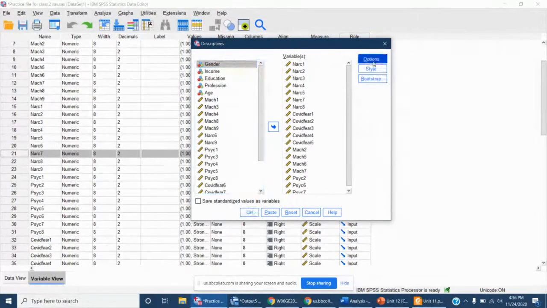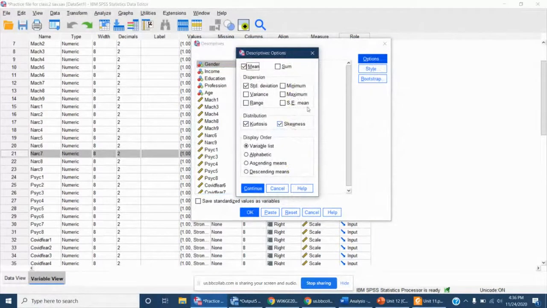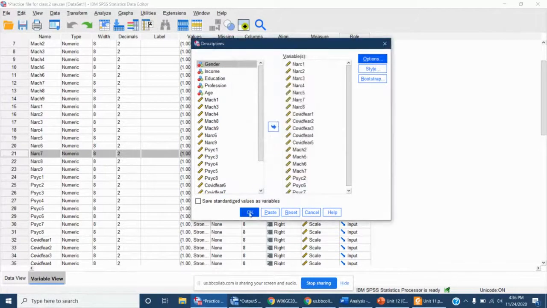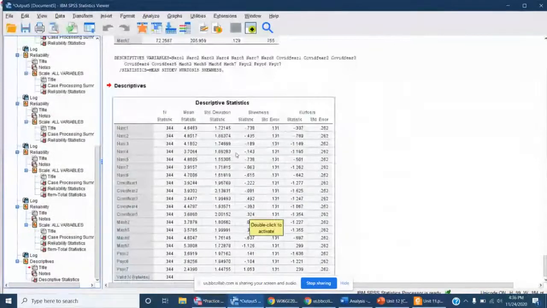From options, we have checked kurtosis and skewness. We have unchecked minimum and maximum. And now we will click on OK. This will give us the results whether our data is normally distributed or not.